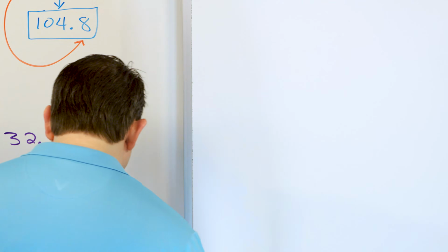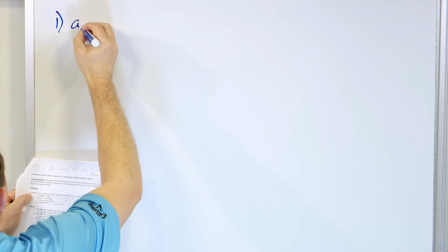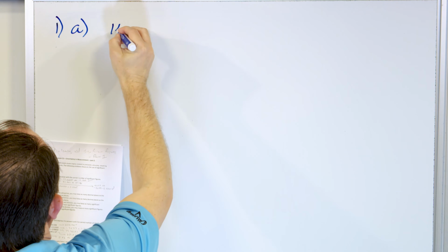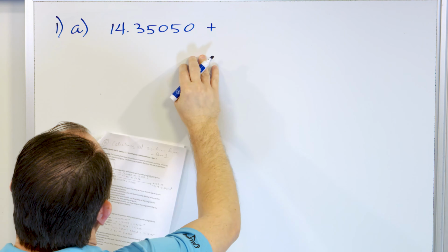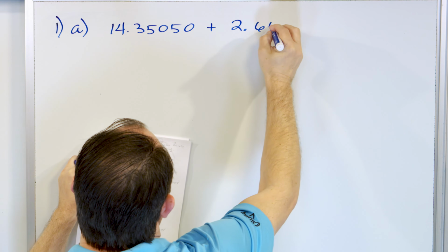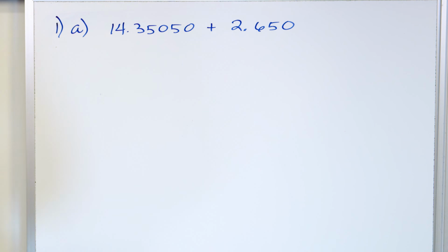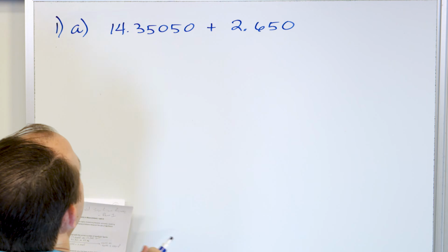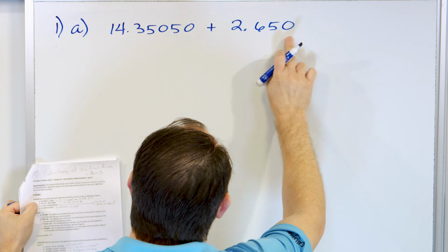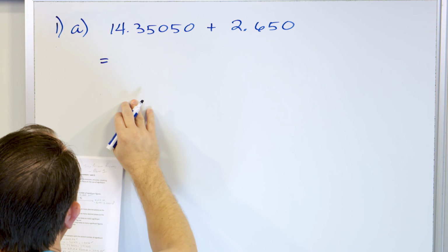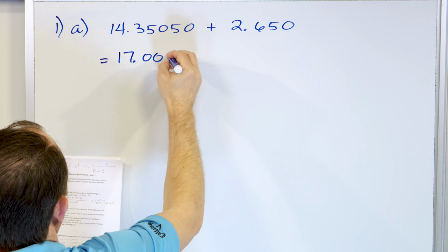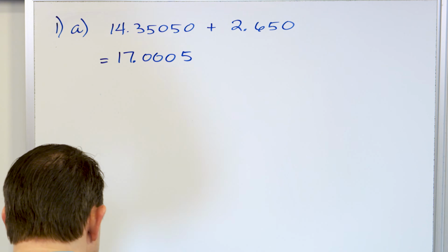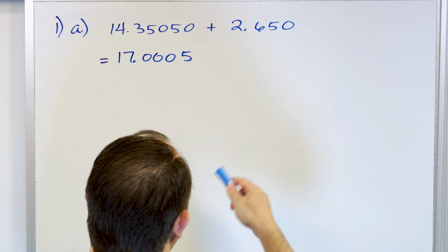All right, so let's tackle problem number 1. Let's tackle the following problem. What about 14.35050, and we're going to add to that 2.650. So we're going to add these up, and then figure out where to round it. If you just take this in a calculator, or do it by hand if you really want to inflict some pain on yourself, what you're going to get is 17.0005.